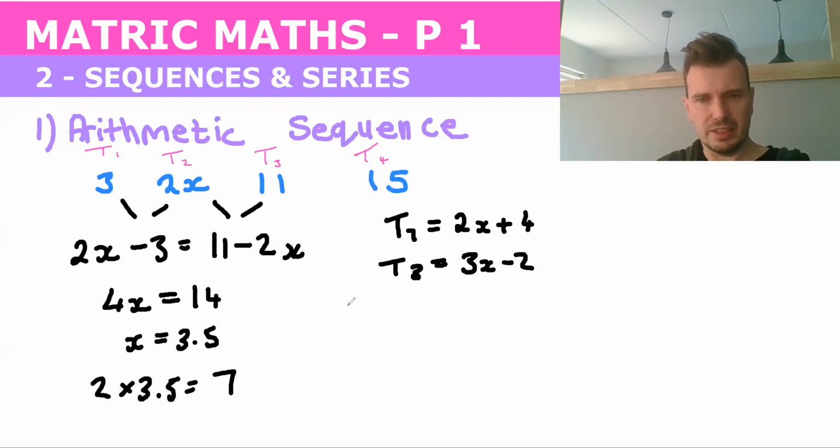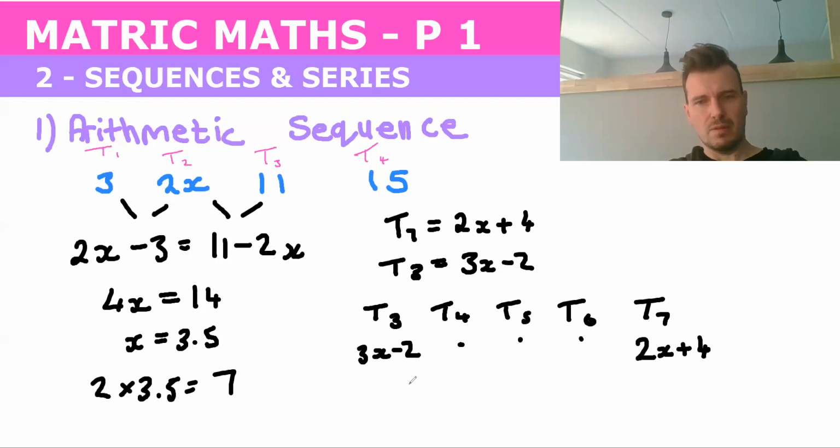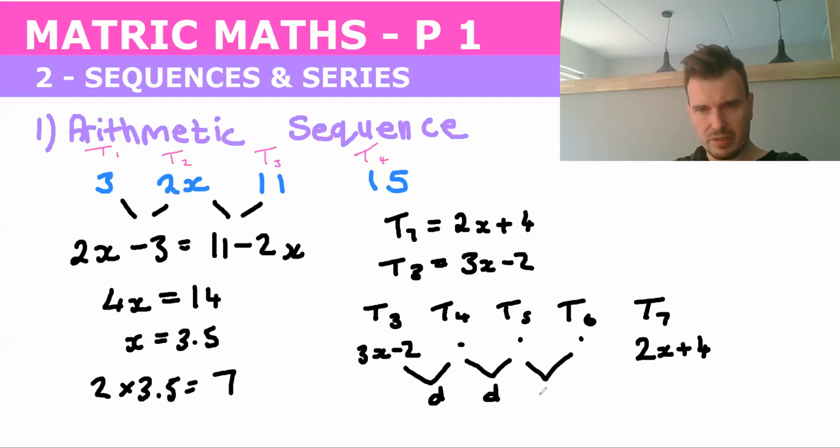So what we do there is we just imagine, say we got T3, T4, T5, T6, and T7. And this was 3x minus 2. We don't know this, we don't know this, we don't know this. And this was 2x plus 4. Well, what we do know is that T4 minus T3 would give you a difference. And T5 minus T4 will give you a difference. T6 minus T5 gives you a difference. And T7 minus T6 gives you a difference. And because it's an arithmetic sequence, you're jumping up by that difference each time.